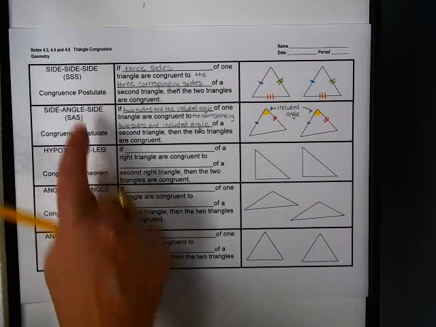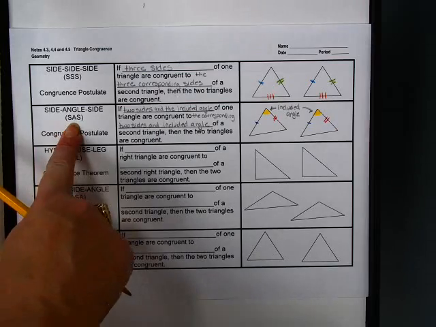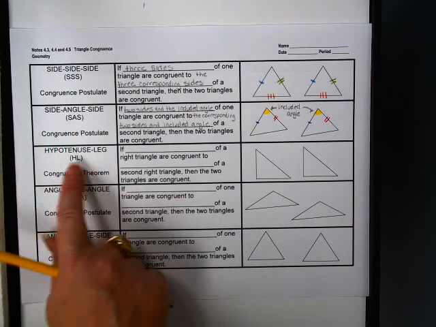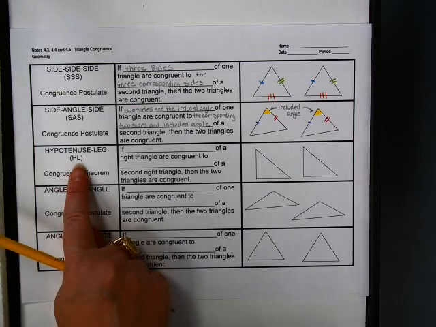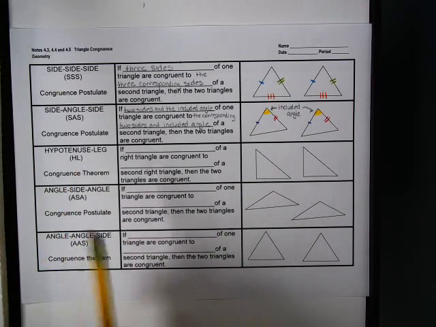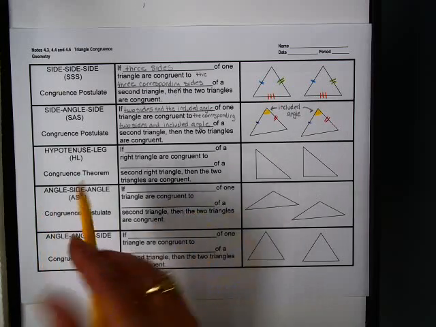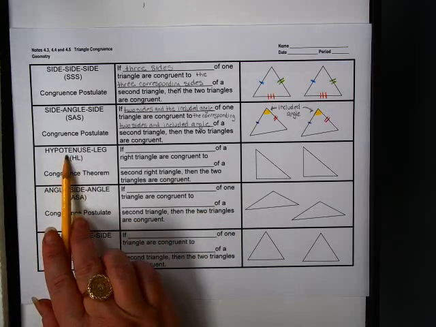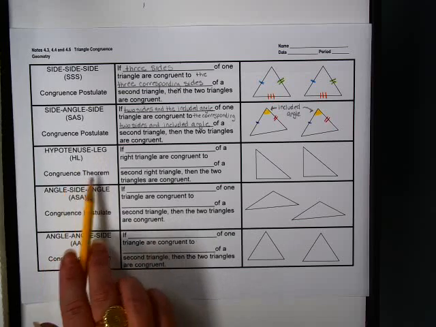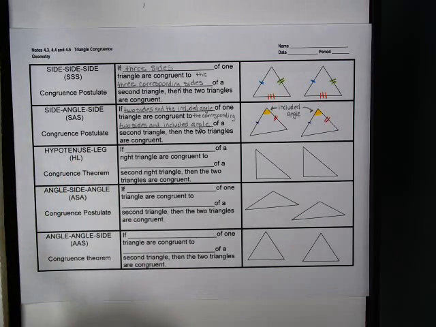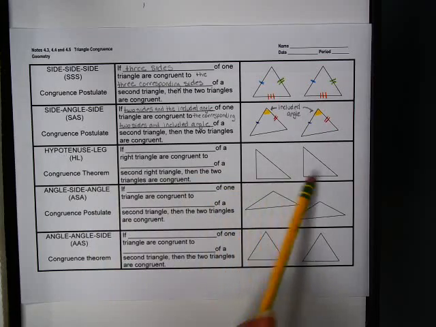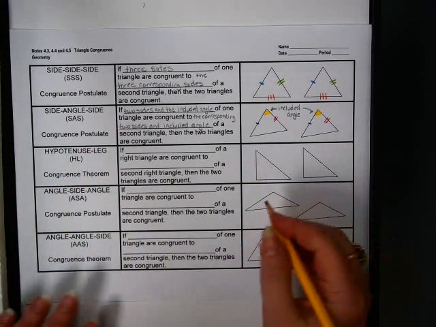The next one, notice how these two had 3 letters, and this one only has 2 letters. And I told you at the beginning that we had 3 pieces of information. Well, this one still has 3 pieces of information, if you think about it. It's called the hypotenuse-leg congruence theorem. And hypotenuse-leg, whenever you have those words involved with a triangle, you have an angle. It's the right angle, because only right triangles have a hypotenuse and legs.